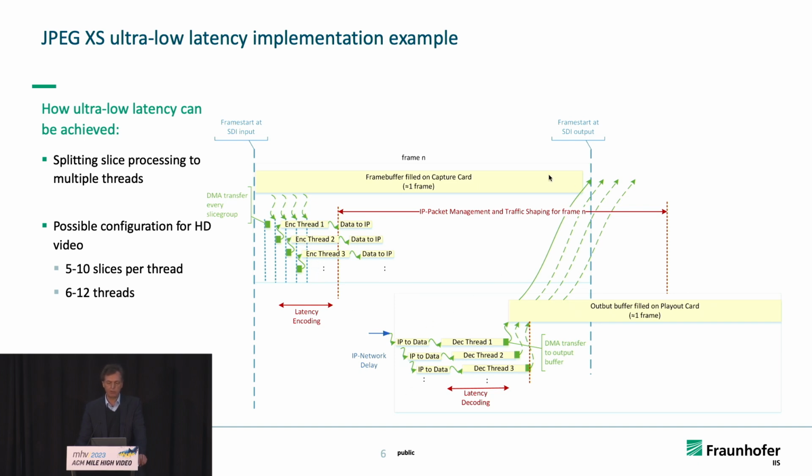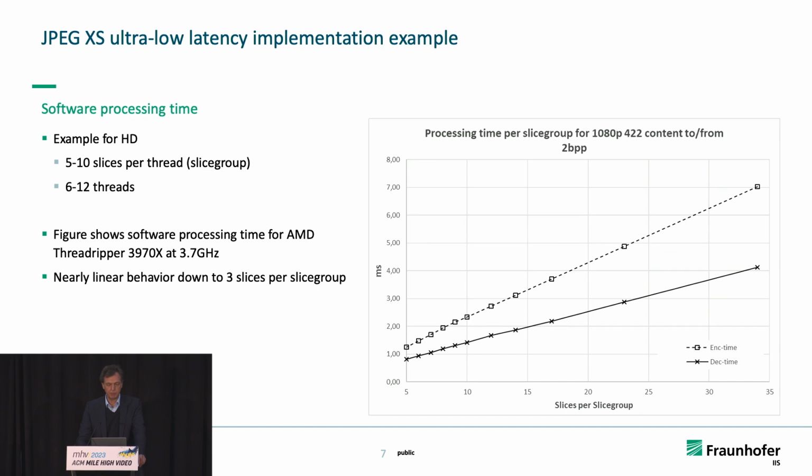And as I said, with this implementation, you can reach an end-to-end latency of about 200 lines. For the performance, you can say we are so low complex that you can have 60p HD decoding on one core of an x86 processor. For encoding, it's a little bit more.